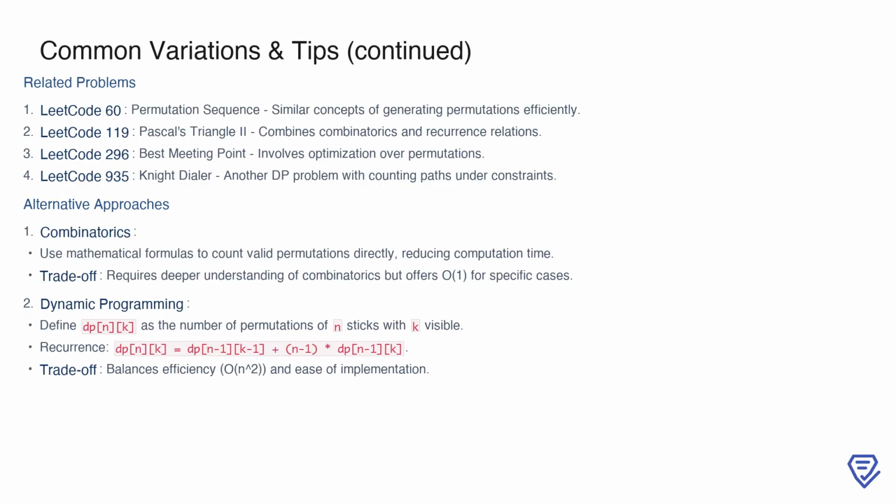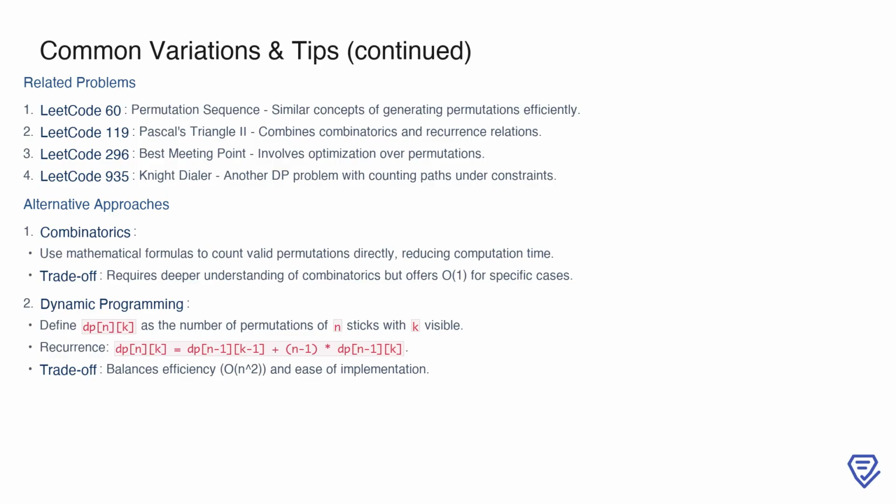This problem connects to several related problems that can help deepen your understanding. For example, LeetCode 60, Permutation Sequence, involves generating permutations efficiently, which shares similarities with the task here. LeetCode 119, Pascal's Triangle II, combines combinatorics and recurrence relations, which are key concepts in solving this problem. Another related problem, LeetCode 296, Best Meeting Point, focuses on optimization over permutations, and LeetCode 935, Knight Dialer, is another dynamic programming problem that involves counting paths under specific constraints.